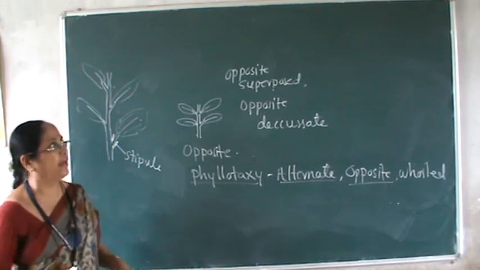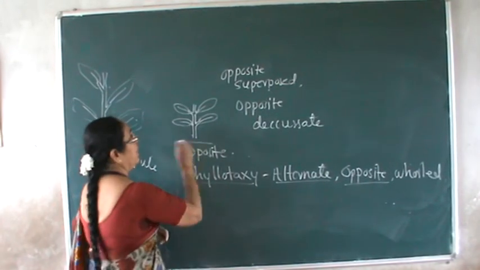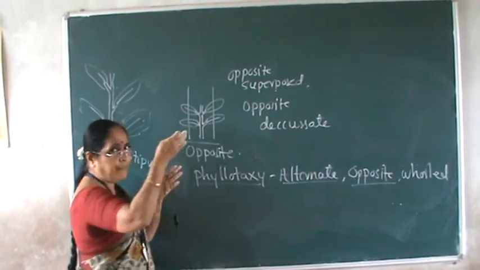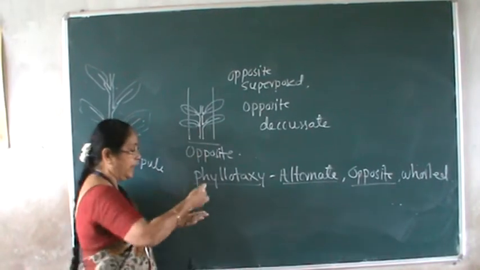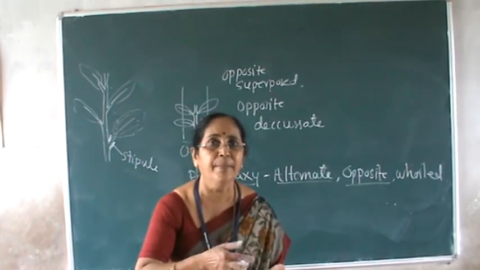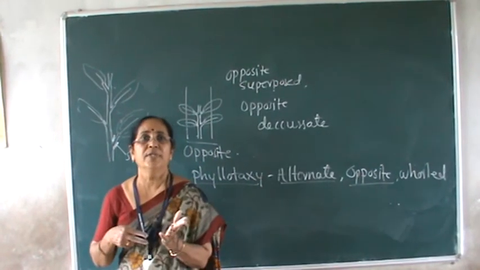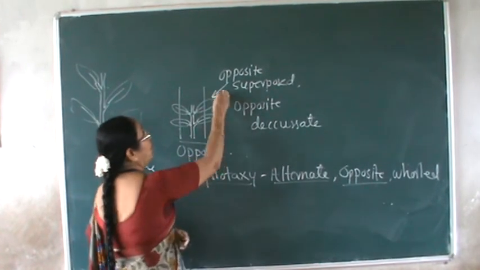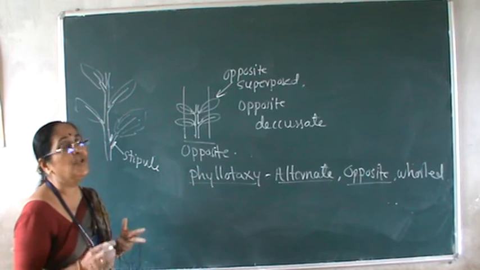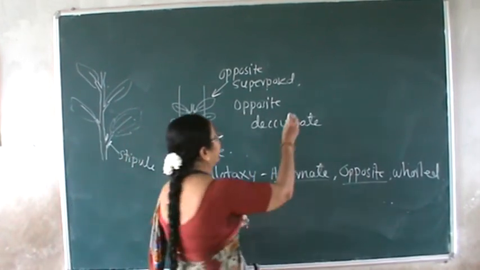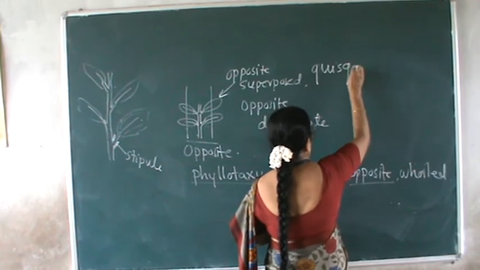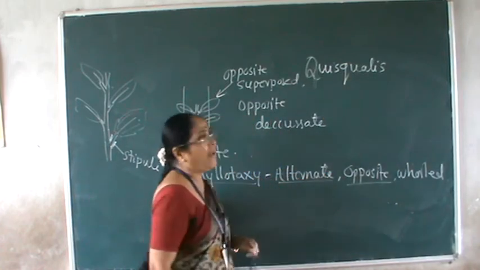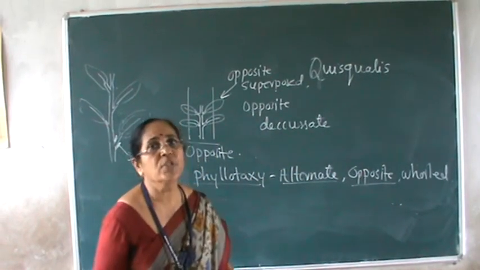Okay, there are two different types of phyllotaxy. Opposite superposed: if you find only two parallel rows, these two pairs are parallel to each other. If you look at the stem, you will get two parallel rows of leaves arranged on the stem, which are quite opposite to each other. In that case, it is called opposite superposed in nature. They are arranged in two parallel rows. Quisqualis is one good example. Quisqualis is an example for opposite superposed phyllotaxy.